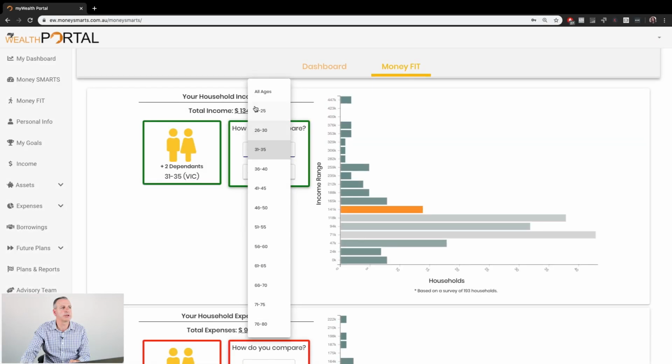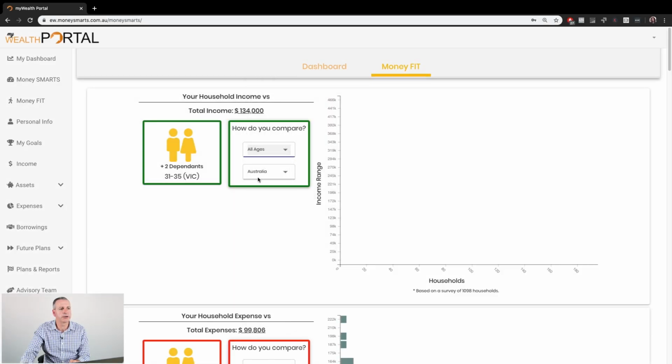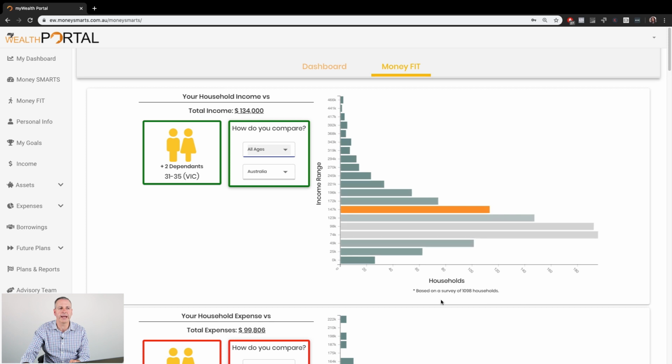And what that means is it's quite particular, right? I've got a Victorian couple in this small 5-year age bracket, and they've got the 2 dependents. So if you were a couple with no dependents, then you might have a lot more people to look at. And so I'm going to give you an example. So let's go to all ages across Australia, and all of a sudden now there's over 1,000 households in which they can compare themselves on income.